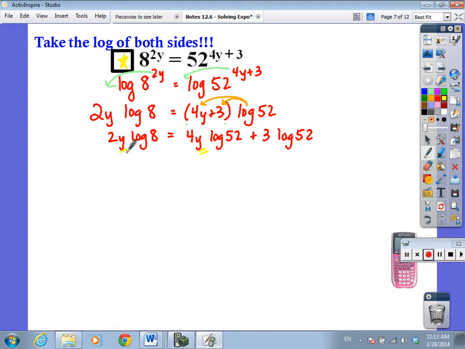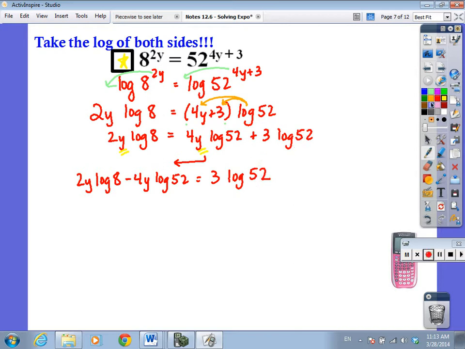If I'm solving, I have to focus on the variable. The variable is y, so I'm going to move anything with a y to the left side. I have 2y log 8 there currently. Now I'm going to have minus 4y log 52. On the right side, anything without a variable stays. Again, it's wordy because of the word log, but it's not a variable.